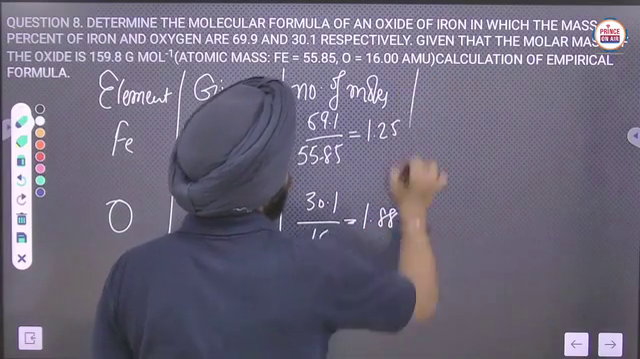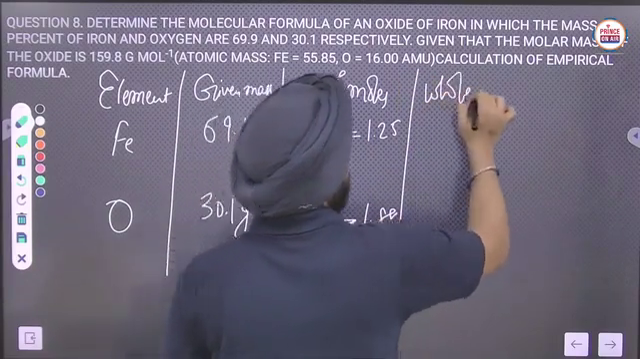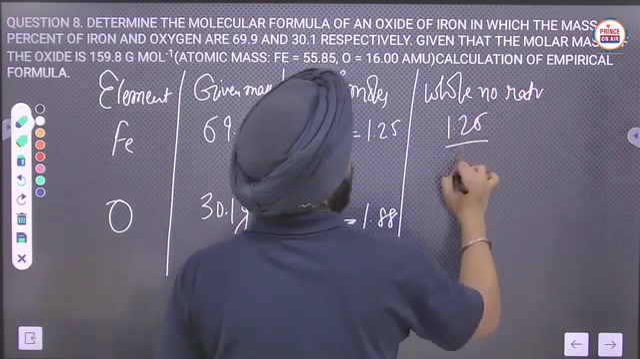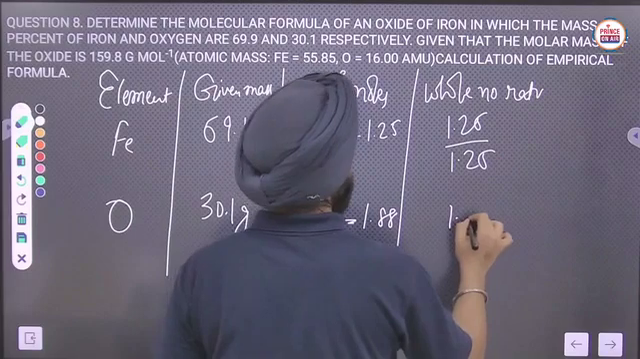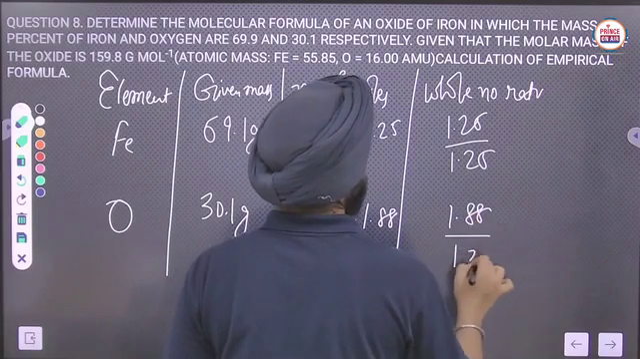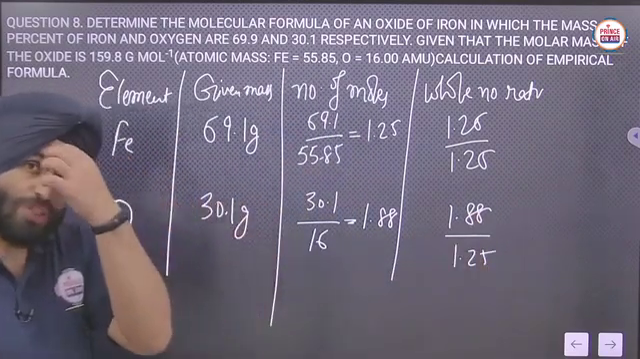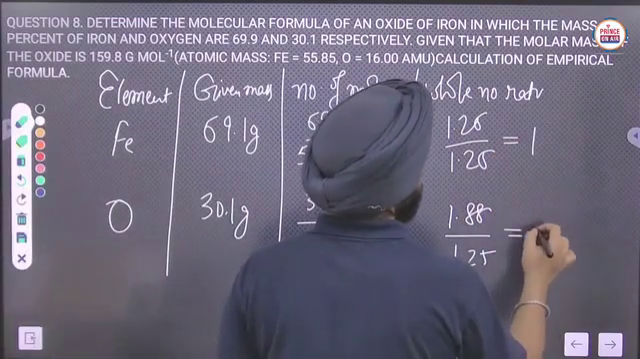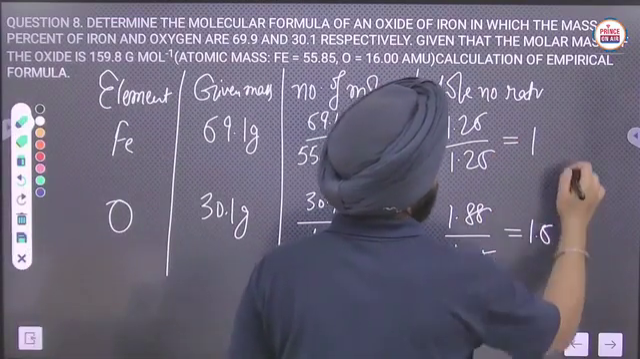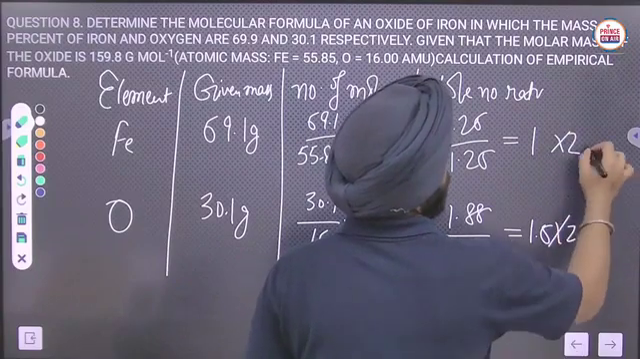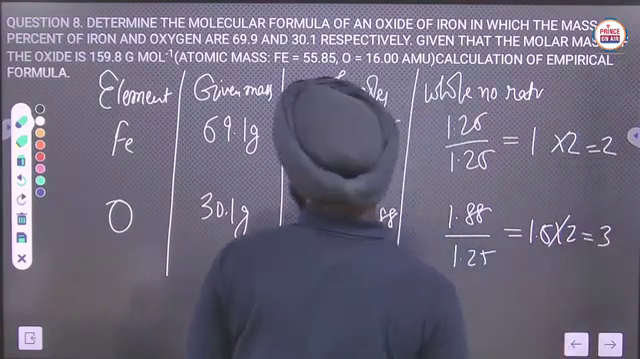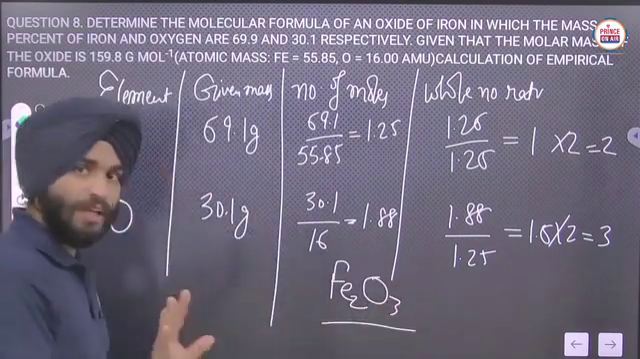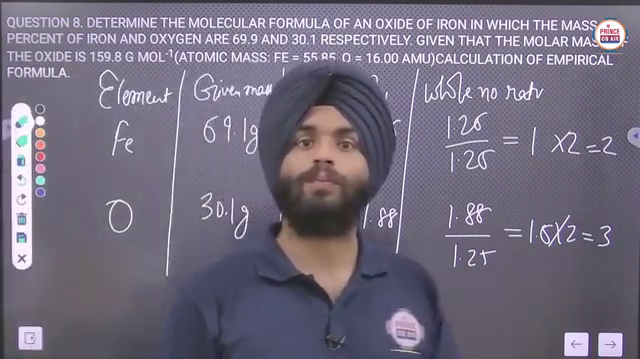Now the whole number ratio: 1.25 upon 1.25 and 1.88 upon 1.25. It is the same question that we have done. So it comes out to be 1 and 1.5. Multiplying by 2 for the whole number ratio, we get 2 and 3. So the formula comes out to be Fe2O3. It is the empirical formula.